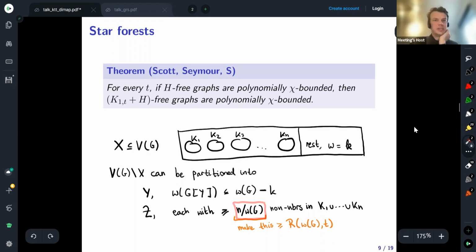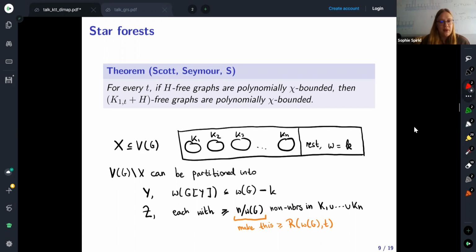Oh, sorry, can you explain the definition of Y? So you take all vertices little y, and what's the condition? A bit lost here. Yes, thank you. Into Z, put the ones that have at least this many non-neighbors in the union of K1 up to Kn, and then Y is the remainder.